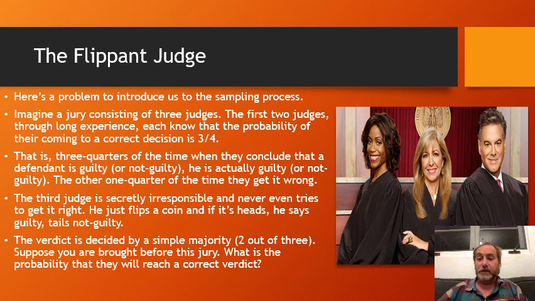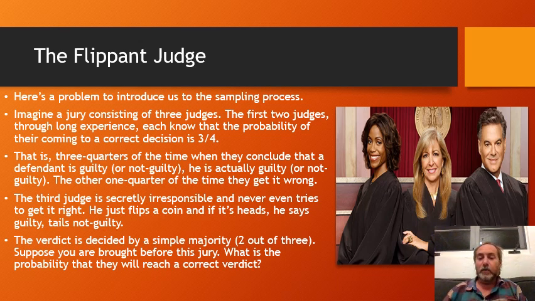So that's the 2 judges. They've got a 0.75 batting average. They get it right 3/4 of the time. The third judge is secretly irresponsible and doesn't even try to get it right. He just goes under his robe and flips a coin. If it's heads, he says guilty, tails, not guilty. So he's got a 0.5 probability of getting it right, same as the coin.